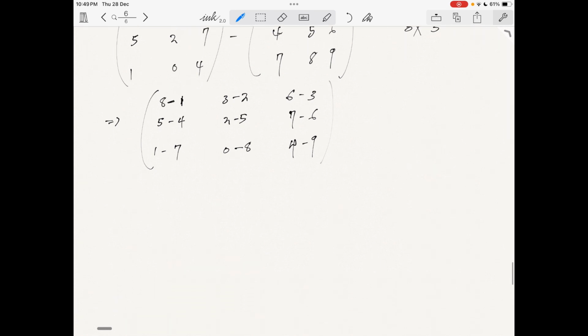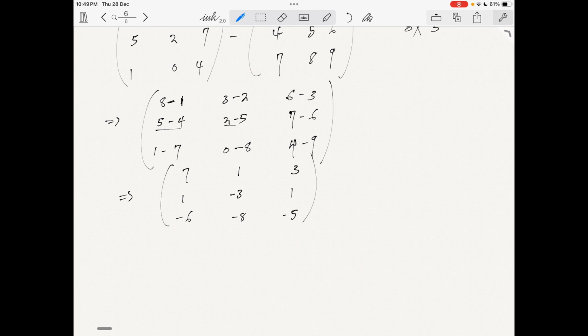So this will give us 8 minus 1 is 7, 3 minus 2 is 1, 6 minus 3 is 3, 5 minus 4, that's 1, 2 minus 4, 5 minus 3, and then we go on and on like that. Okay, so essentially this is how addition and subtraction of matrices work.